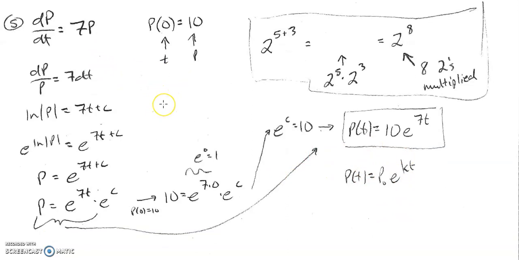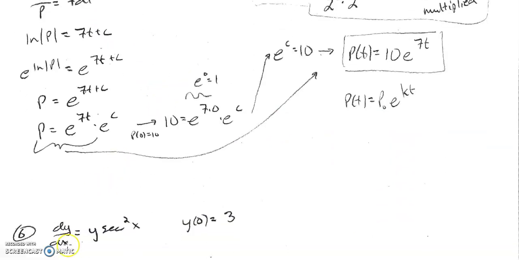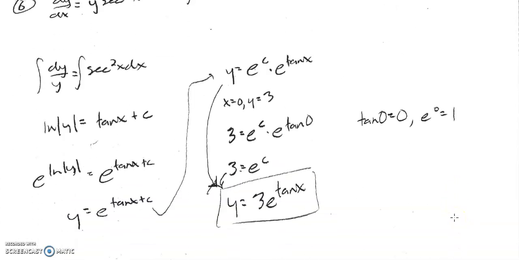All right, last question. dy/dx equals y times secant squared of x, and y of 0 is 3. Once again, please pause, work through the problem all on your own, and then hit play, and I will show you the answer. Okay, here we go. I got 3e^(tan x). Hopefully you got that too. If you did, awesome. Well done. Good job. Proud of you. If not, we'll walk through it together.